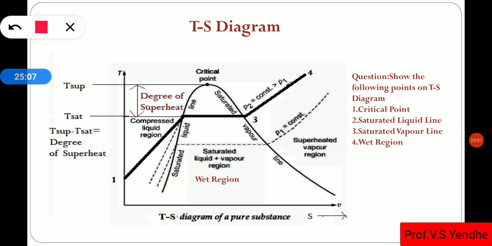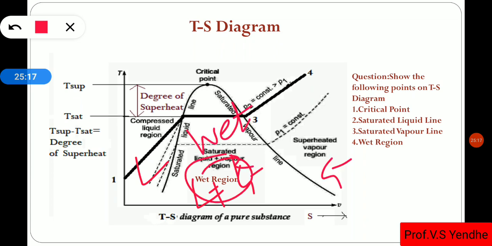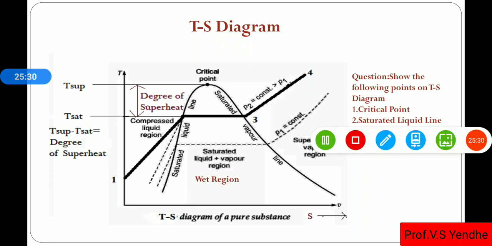Then let us see the regions. This is the liquid plus gas, this is gas. So this is the wet region. The fourth point is the wet region. Liquid plus gas phase is known as the wet region.